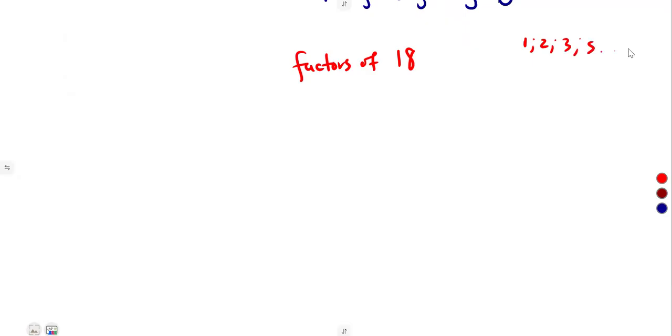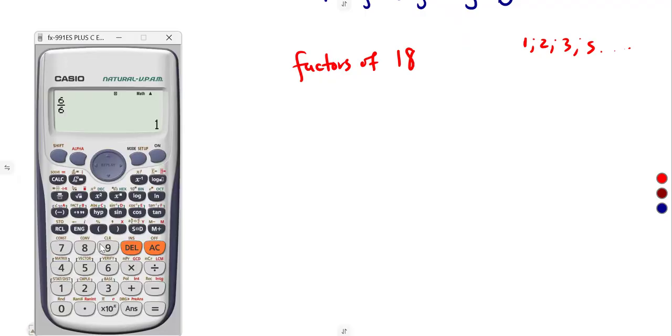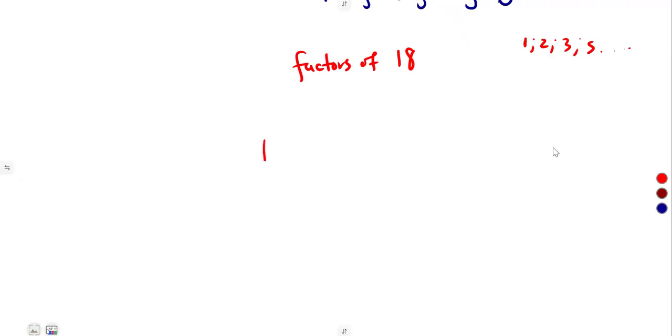So on these factors, let's try another one. Factors of 18. Just try natural numbers: 1, 2, 3, 4, 5, and so on. If you start with 1, 18 over 1 is going to give us 18. So as we have 1, we also have 18 as a factor. Remember, they come in pairs. So there is 1 and 18.